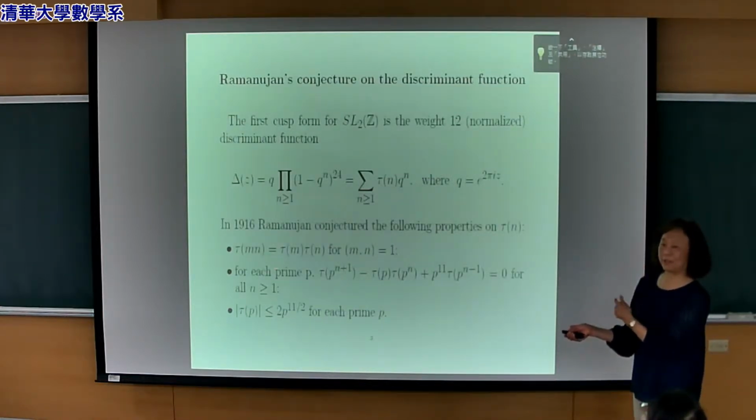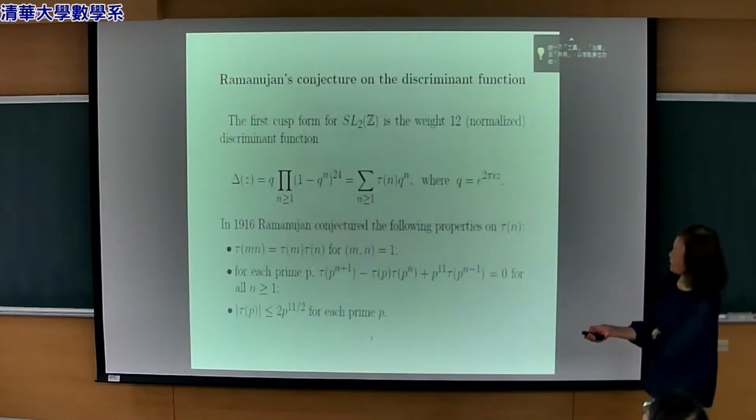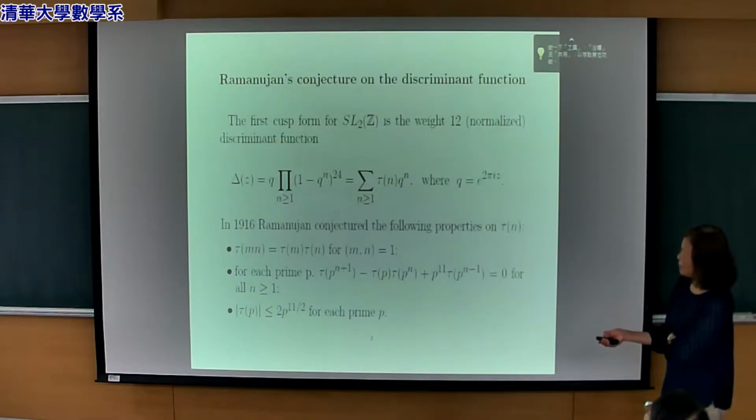Then you can put it together using this relation. So now let's look at what happens to the prime powers. Then he conjectures that if we fix the prime p and look at the coefficients at p to the n plus 1, p to the n, and p to the n minus 1, they satisfy some recursive relation which holds for all powers of p.